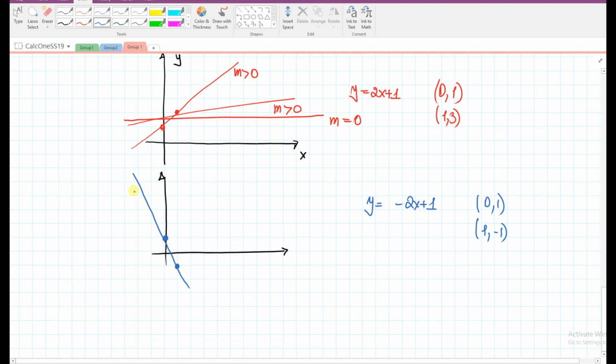So the graph of the function will look like this, okay? So the slope is negative here, okay? Do you see? If it looks like this, then this is positive. If it looks like this, then this is negative, okay?